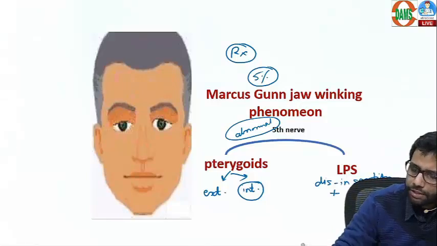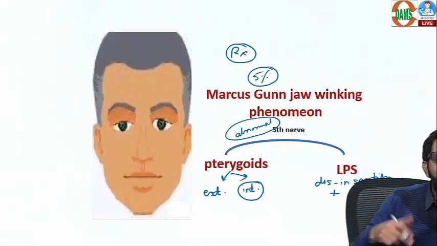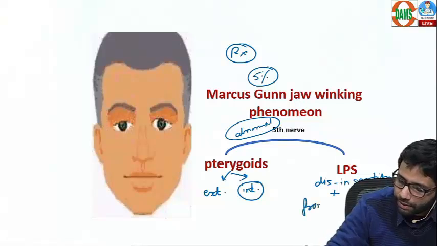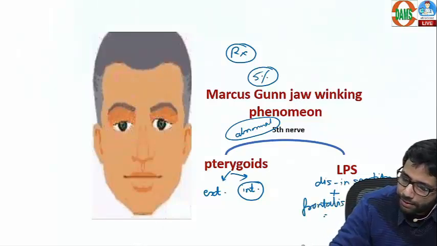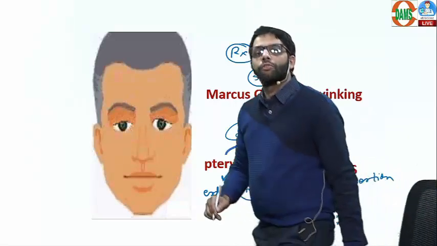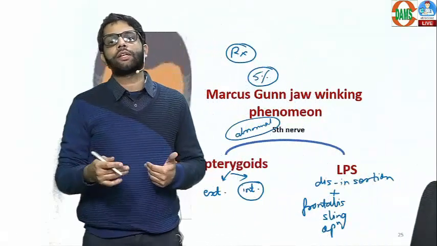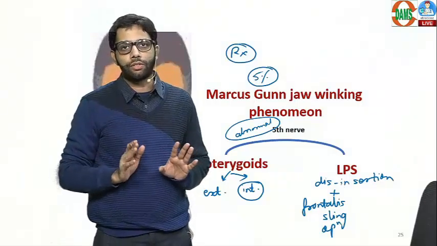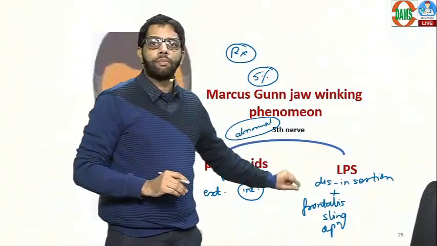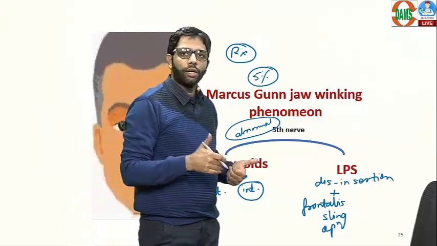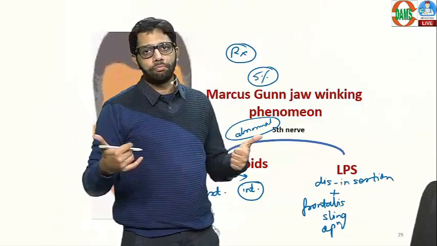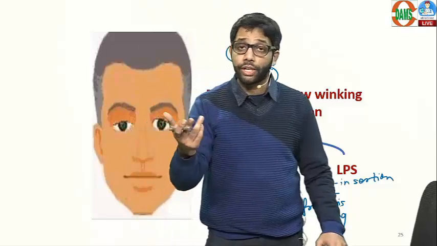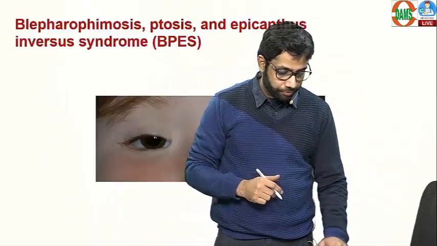So along with this LPS disinsertion, what do you have to do? Replace it. And how do you replace it? By frontalis sling operation. For mild cases, unilateral can be done. For severe cases, bilateral has to be done because of Hering's law. So LPS disinsertion plus frontalis sling operation. A short note on Marcus Gunn jaw winking phenomenon, very important. How you check it, I've already told you in the examination.